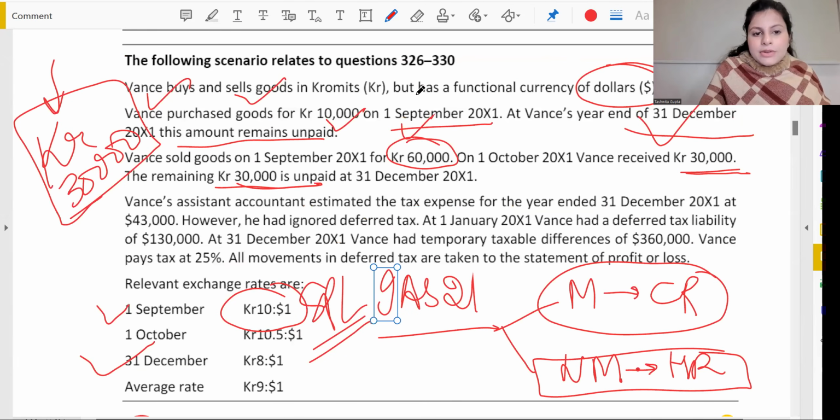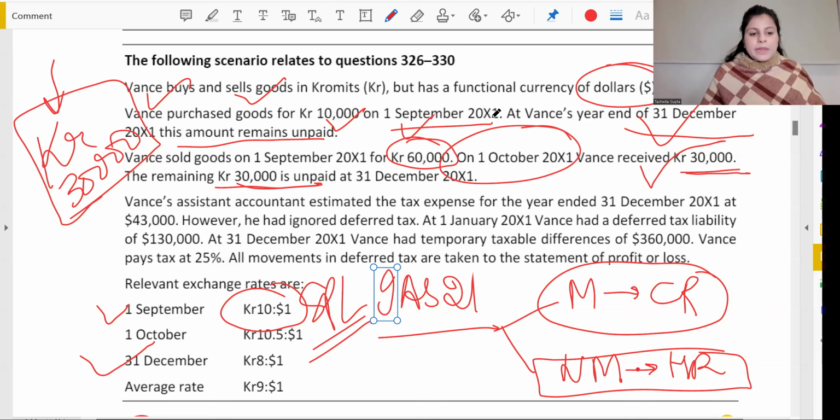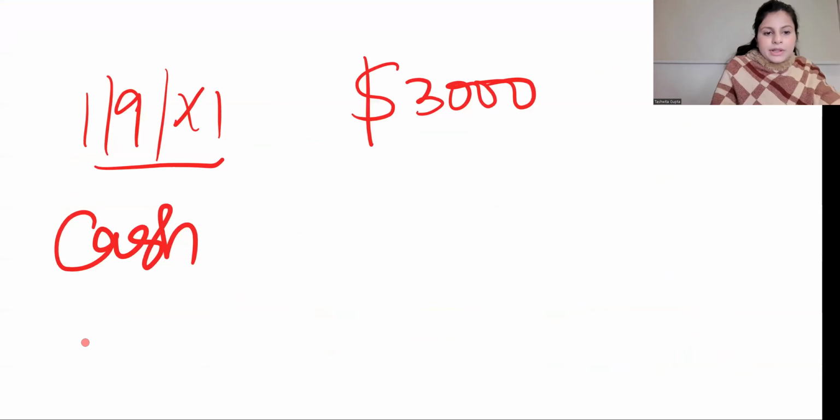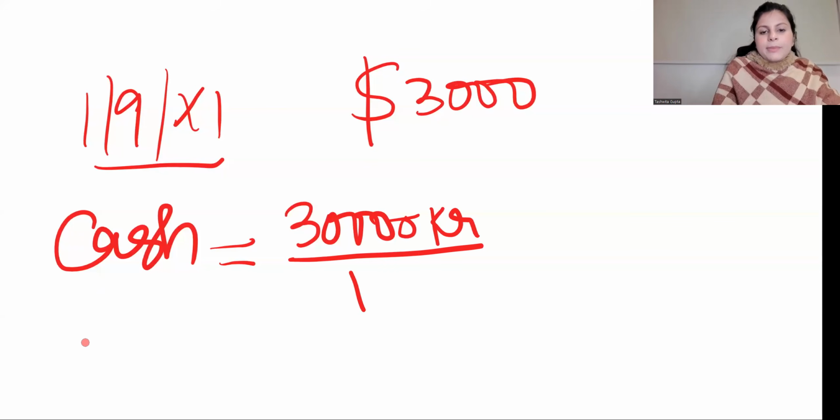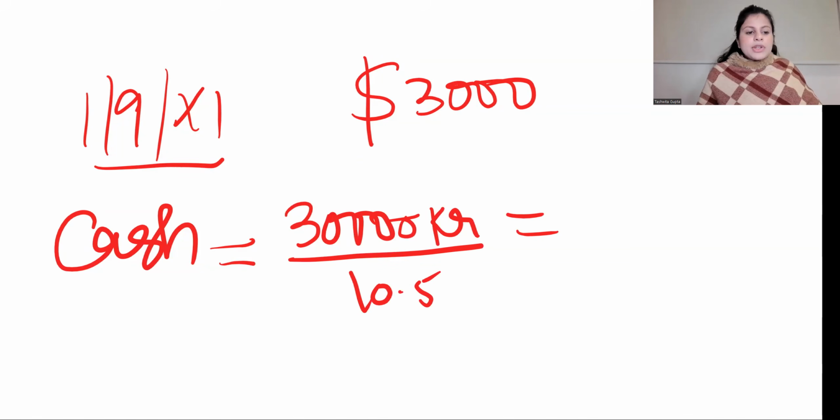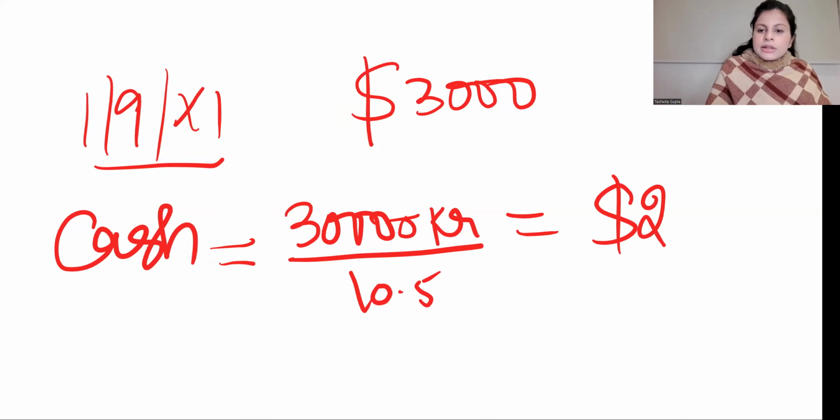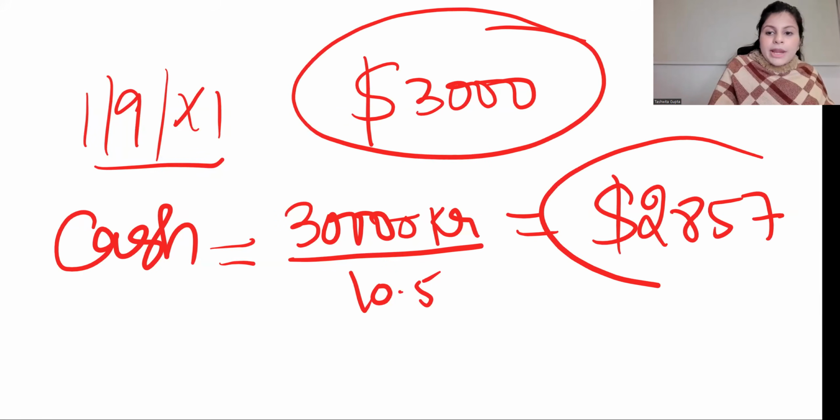So when did you receive cash? As per the question, we received 30,000 Cromits on 1st October. So what was the exchange rate? 10.5. So how much cash have you received? You've received cash of 30,000 Cromits divided by 10.5. How much cash have you received? $2,857. So you were expecting $3,000, but the customer paid this much.